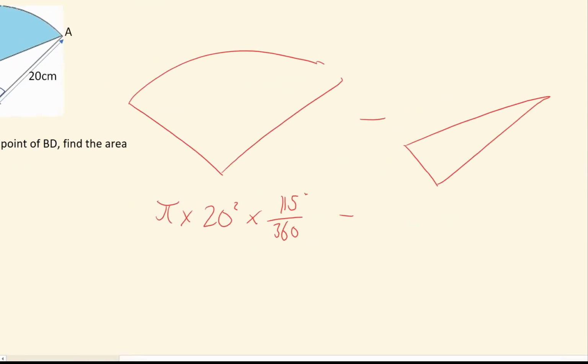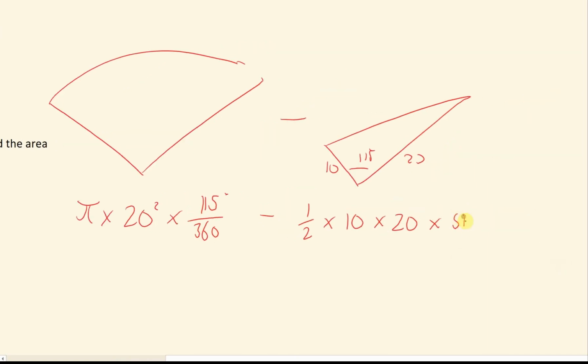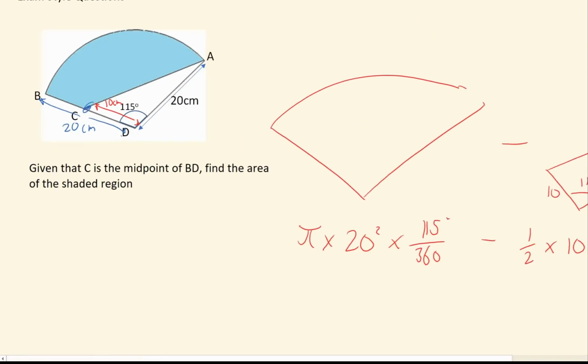Take away, we need the area of this triangle, and that's going to use the formula a half AB sine C. So again, that was 10, that was 20, and this angle is 115. So a half times 10 times 20 times sine of 115. Again, you can type it straight into the calculator, do it all in one go if you want to, and that will give you the area of this shaded region here.